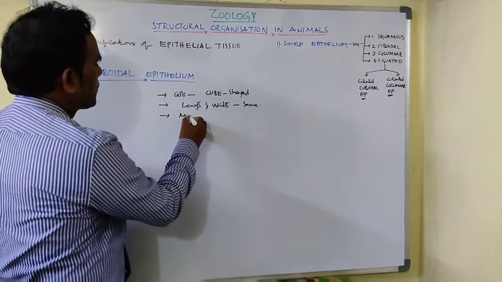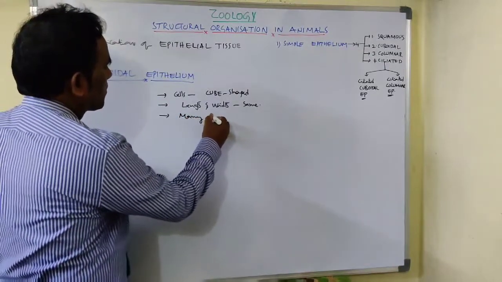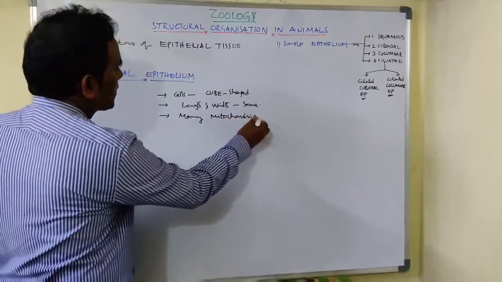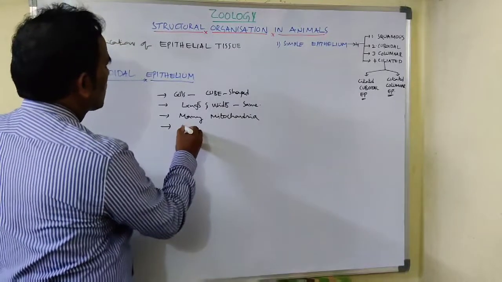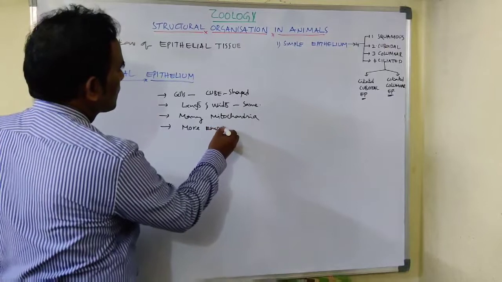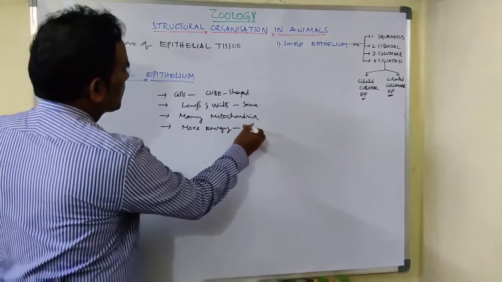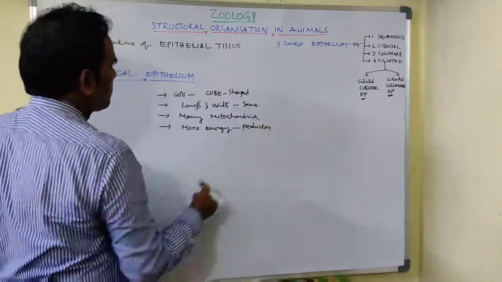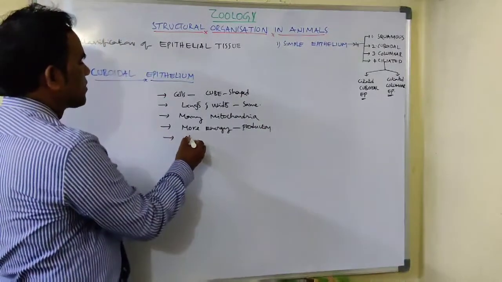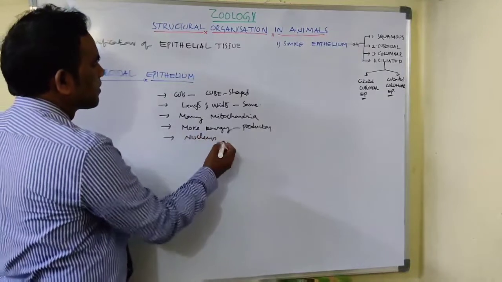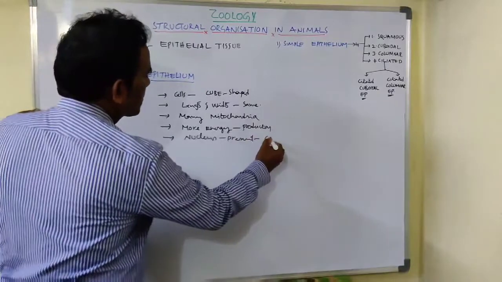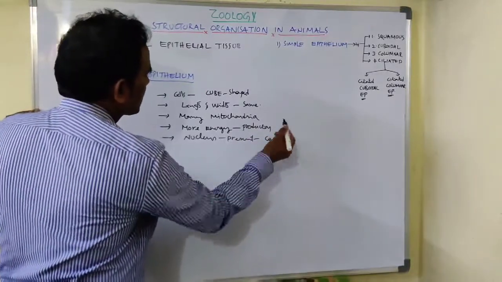Many mitochondria are present in the cytoplasm. Therefore more energy is released. More energy is produced from this cuboidal epithelium. The nucleus is present, as in squamous, in the center of the cells.